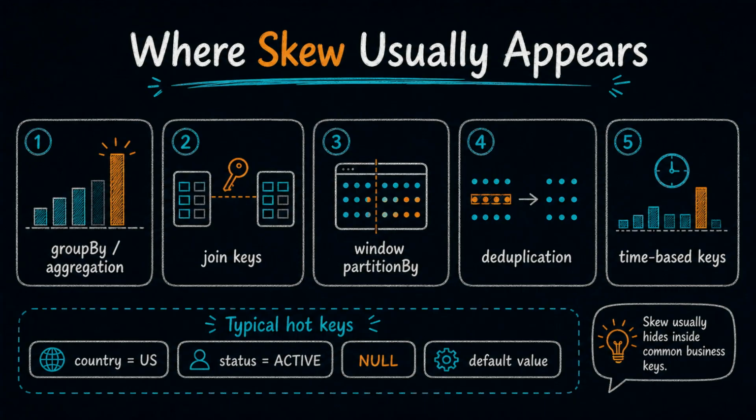Typical hot keys are values like country equals US, status equals active, null values, or default values. Skew often hides inside normal business keys, making it difficult to detect without careful analysis. Identifying and addressing these skewed keys is essential for maintaining efficient and balanced data processing.